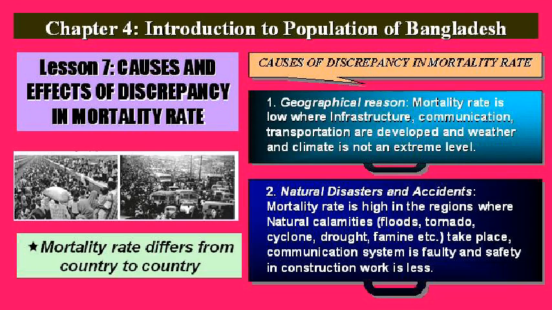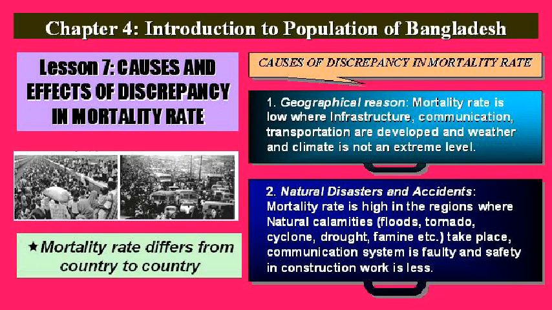At first, we need to know the causes of discrepancy in mortality rate. There are 6 causes. Number 1 is geographical reason, that is, mortality rate is low where infrastructure, what does it mean? And mostly needed basic facilities, services, etc. That is called infrastructure. The mortality rate is low where infrastructure, communication, transportation are developed and weather and climate is not at an extreme level. Well, number 2 is natural disasters and accidents.